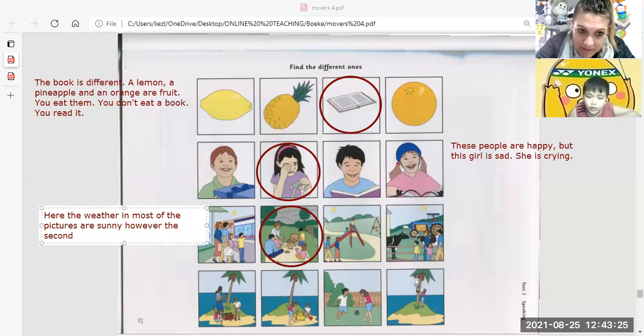Hey, can you read it? The people is playing football. Read number three. Here the weather. The weather is rainy. Here the weather in most of the pictures are sunny. However, is cloudy.